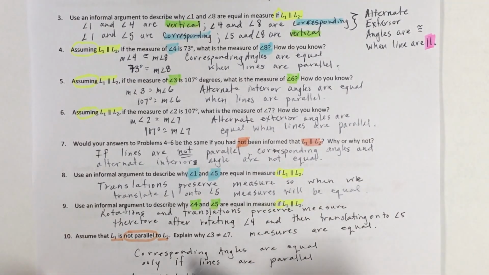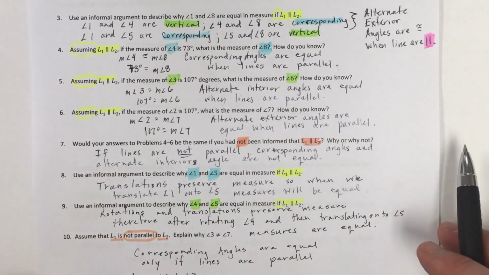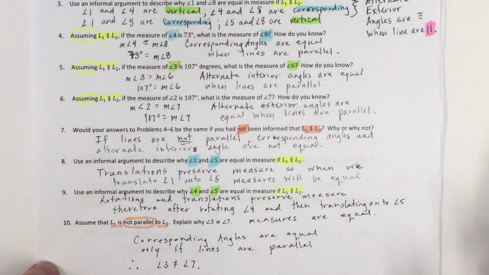The converse is also true. If angle 3 does not equal angle 7, lines cannot be parallel. So it kind of works in both directions. Okay, so pause, highlight the vocabulary.